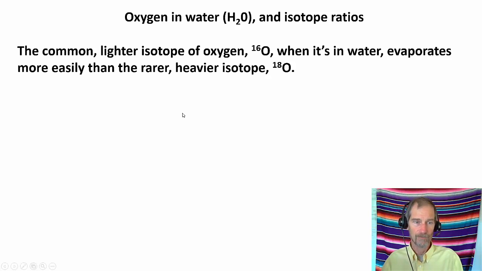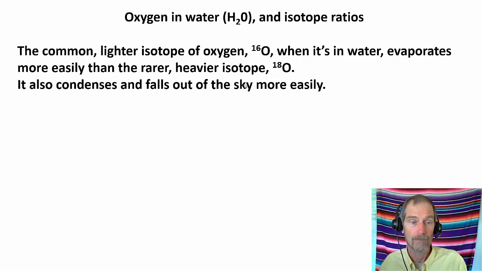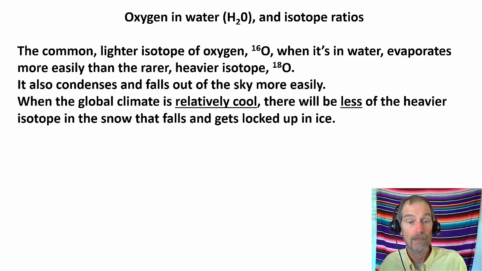So here's the deal. The common lighter isotope of oxygen is O16. When it's in water, it evaporates. The water evaporates more easily than the rarer, heavier isotope O18. So a water molecule with H2O16 evaporates more readily than O18. So what? Well, it also condenses and falls out of the sky more easily. Okay, because it's lighter. When the global climate is relatively cool, there will be less of the heavier isotope in the snow that falls and gets locked up in ice.